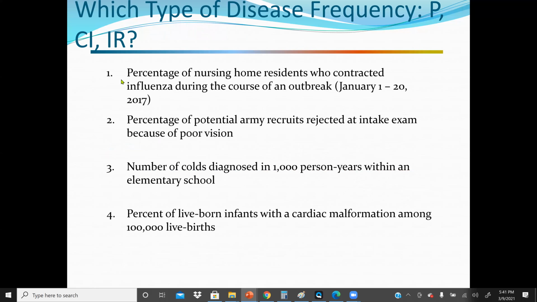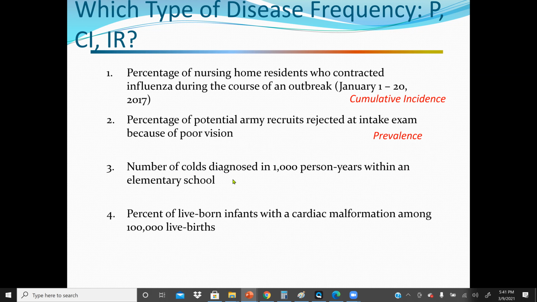So we have some practice questions here. Which type of disease frequency is it: prevalence, cumulative incidence, or incidence rate? First, the percentage of nursing home residents who contracted influenza during the course of an outbreak. Here we have a period of time, January 1st to 20th, so it's cumulative incidence. Percentage of potential army recruits rejected at intake exam because of poor vision. There's no period of time here, so this will be prevalence.